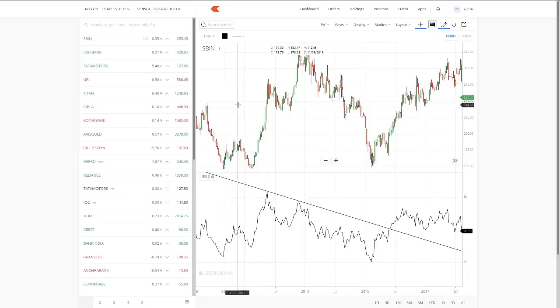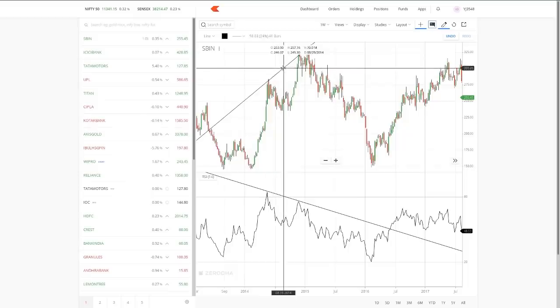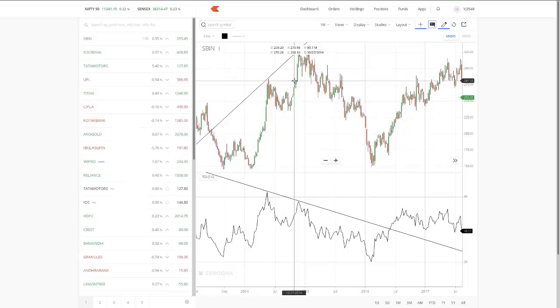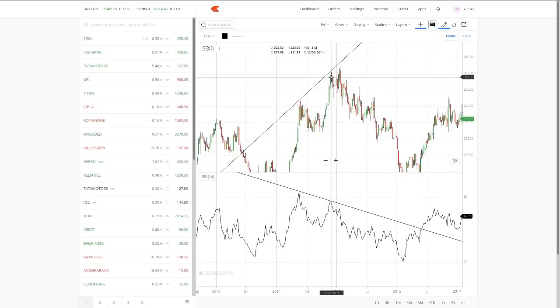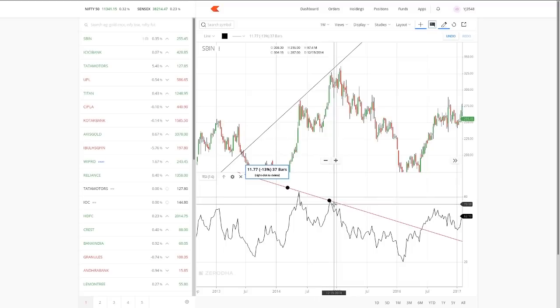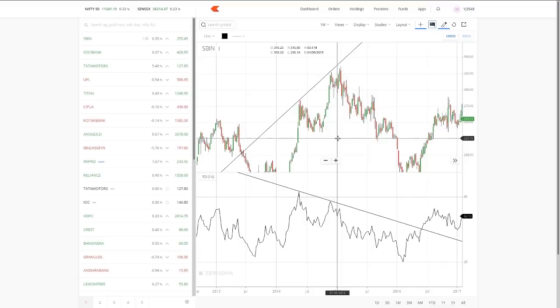Whereas if you connect the points, drawing by connecting the highs that were touched by the price, price has formed a higher high. What that means is a new high price has been reached, which is higher than the previous high. Whereas at the same point of time, RSI is forming a lower high. Now this is a very simple example of divergence, where price is showing something, but the indicator is showing something else. So this is how a divergence looks.